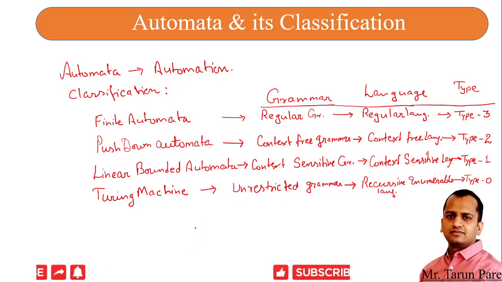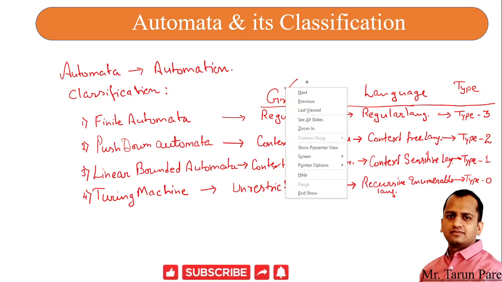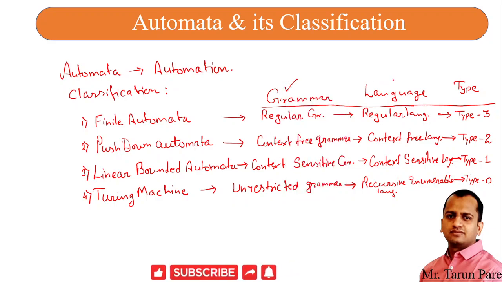So we have discussed various classifications: first is finite automata, second is push down automata, third is linear bounded automata, and fourth is Turing machine. In the coming sessions we will discuss each and everything in detail. Please stay tuned, because we have to understand in depth the grammar, the languages and their types, how the grammars work, and their representations, which is more important.